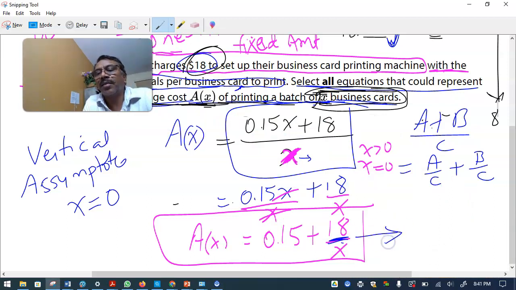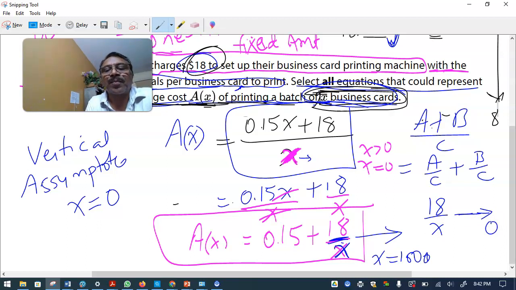This means that as you make X become very large, for example if you print a large number of business cards, X is like 1,000. When the denominator is a big number, the 18 over X will almost be equal to 0, if not 0, then almost 0. So what you are left with is, for a large amount of printing of cards, the average cost to print X number of cards will be almost equal to 0.15. That's it. So that means there is a horizontal asymptote here.